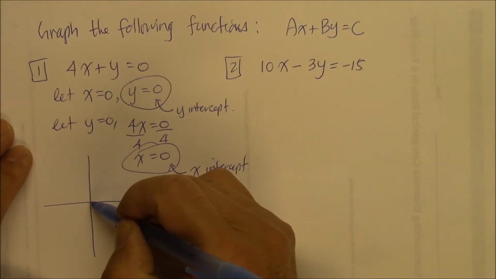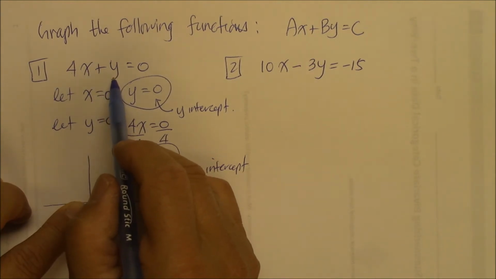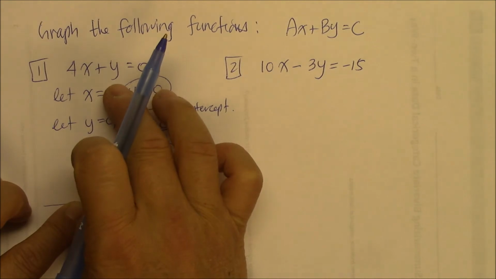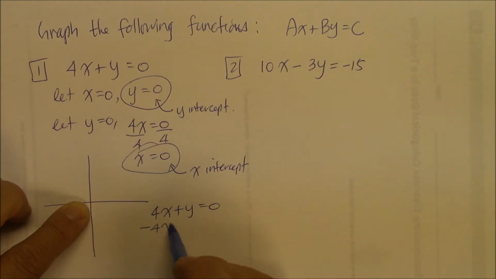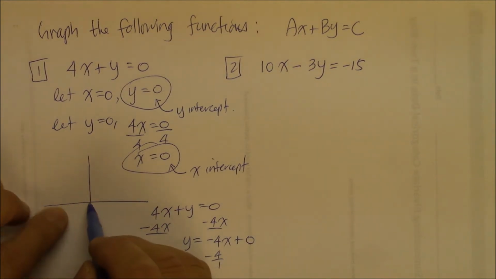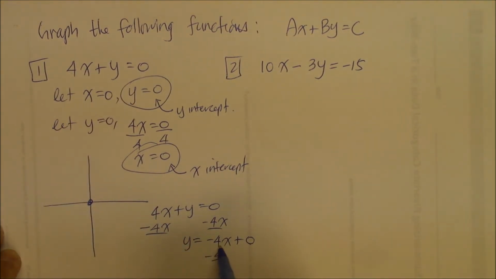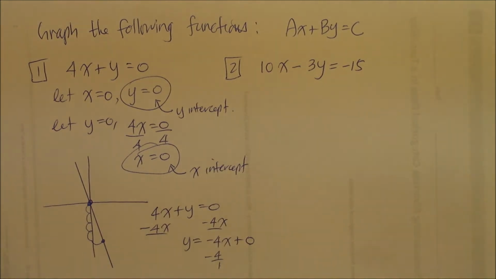What do we do? Well, we have no choice now but to take this equation and make it into slope-intercept form. But you should do this on number 2. For this one, what you do is 4x plus y is equal to 0. You subtract 4x from both sides of the equation so that you get y is equal to negative 4x plus 0. So the rise over run is negative 4 over 1. That means the y-intercept is 0, just like over here. But now you're going to go negative 4, 1, 2, 3, 4, and then 1. Bam! And you draw a line through those 2 points.